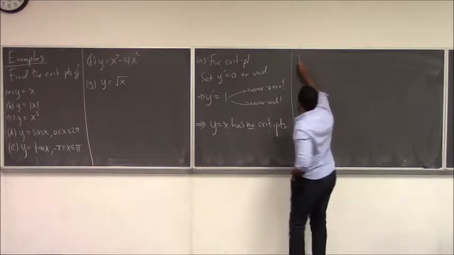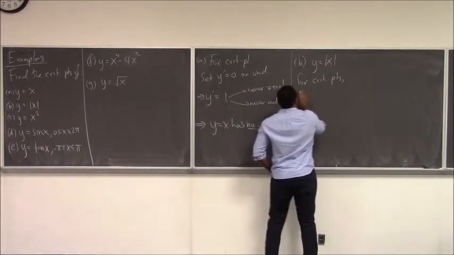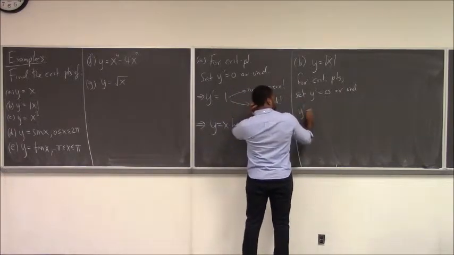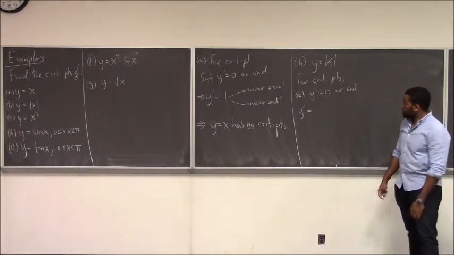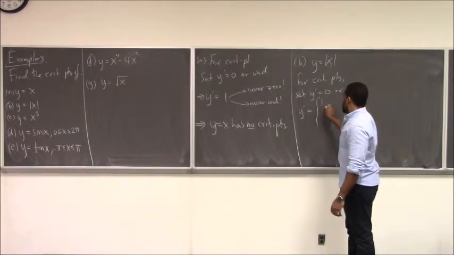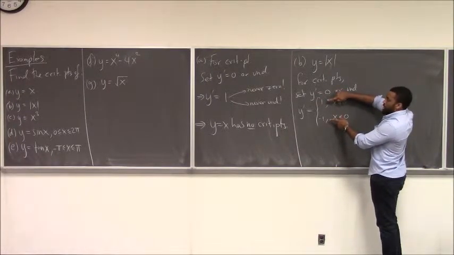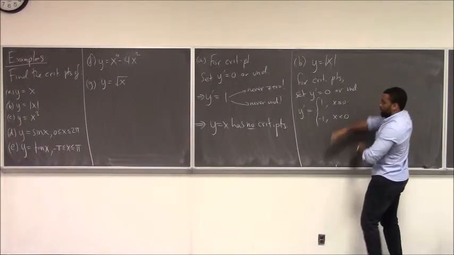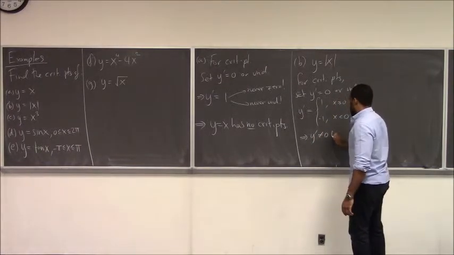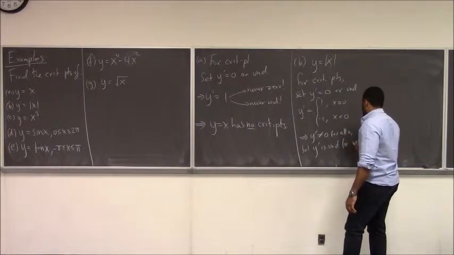Okay, let's look at B. Y equals absolute value x. For critical points, set y prime equals 0 or undefined. What does y prime look like here? Plus or minus 1, specifically, positive 1 if your x is greater than or equal to 0, minus 1 if your x is less than 0. Now, individually, these guys are never 0 themselves, and they're never undefined. However, at the point x equals 0, it's undefined. So here we can see y prime is not equal to 0 for all x, but y prime is undefined for x equals 0.